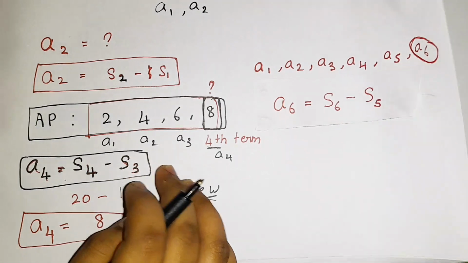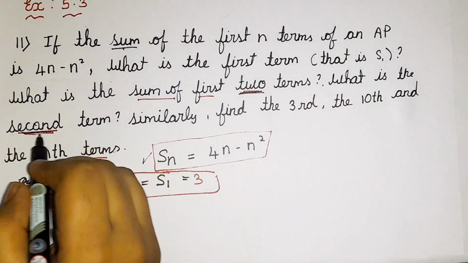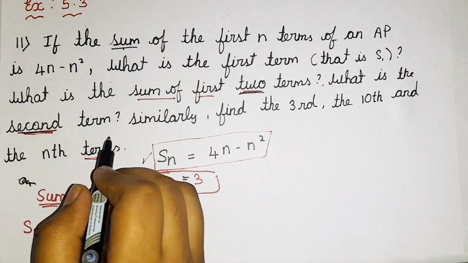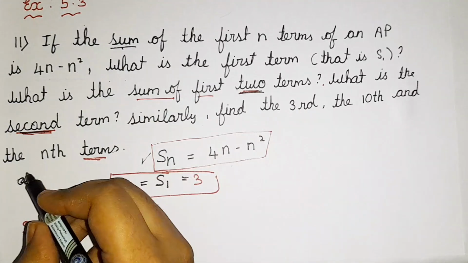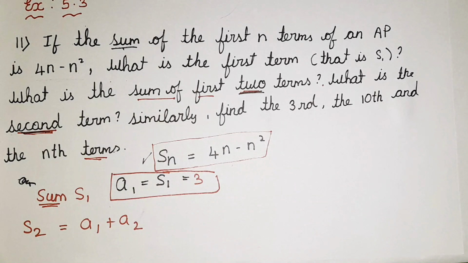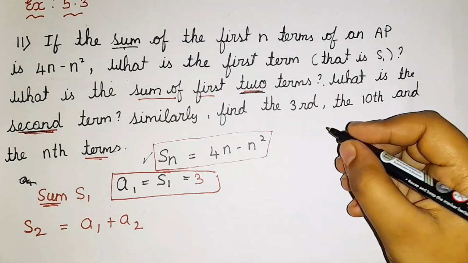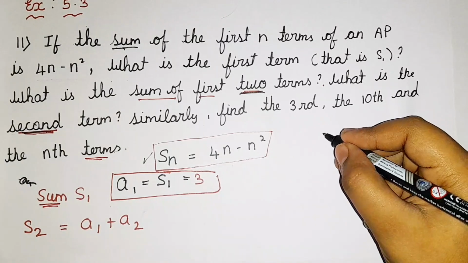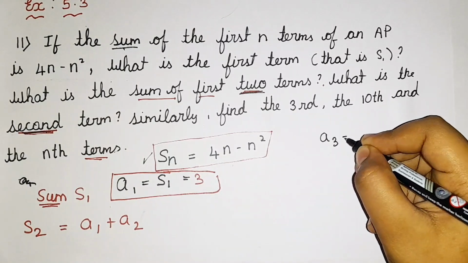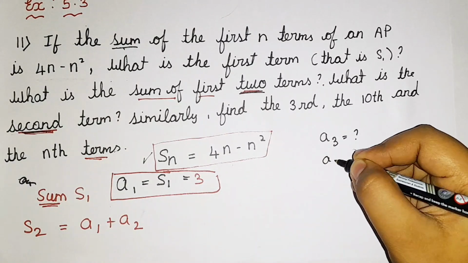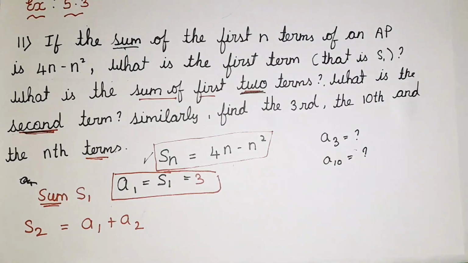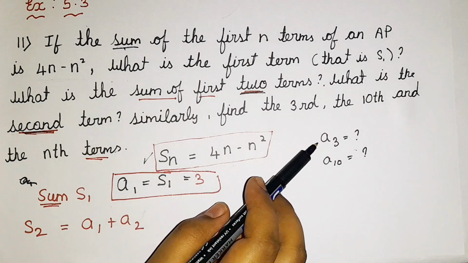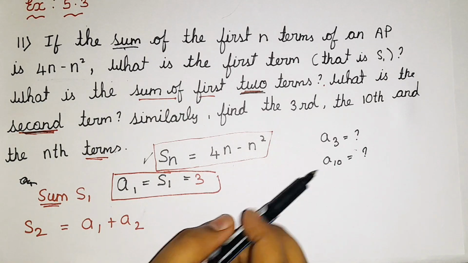So this is according to the question, no? We want the second term, we just found that it is 1. So similarly find the third term, the 10th term and the nth term. So here now what are we supposed to find? We are supposed to find A3 and A10. First let us find these both values, and then the nth term. First we are supposed to find A3 and A10.